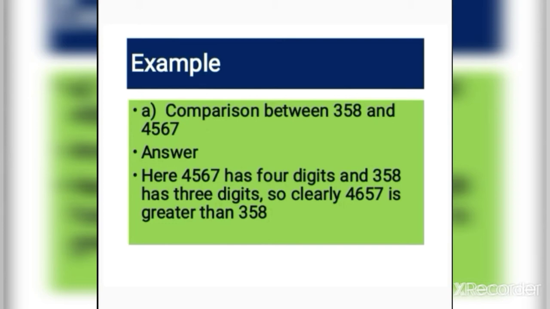So clearly here 4567 is greater than 358. It's so easy to find out the greater number if the numbers have a different number of digits.